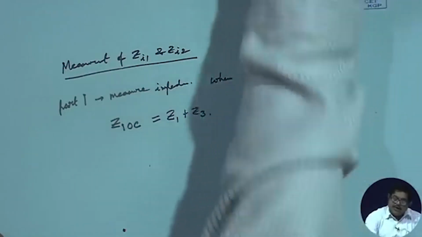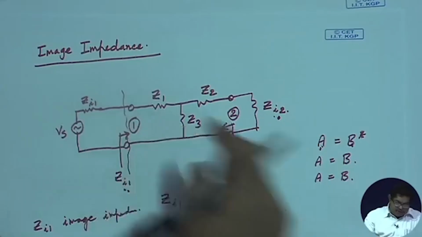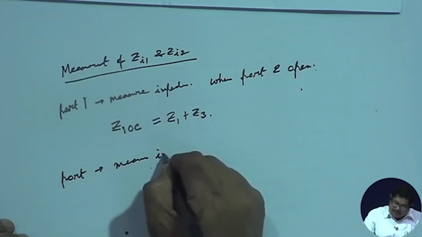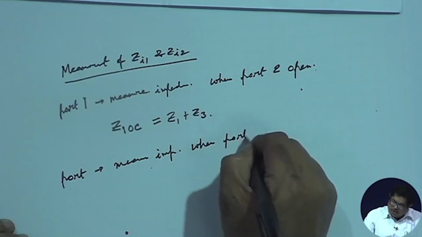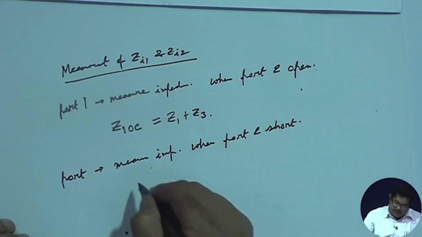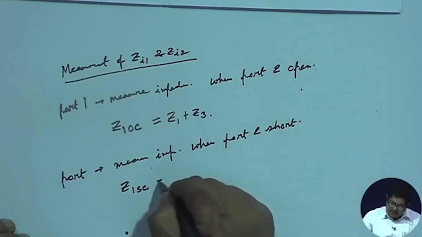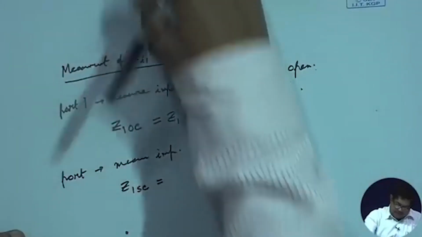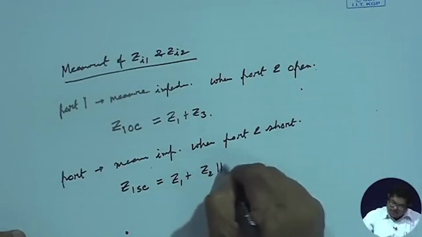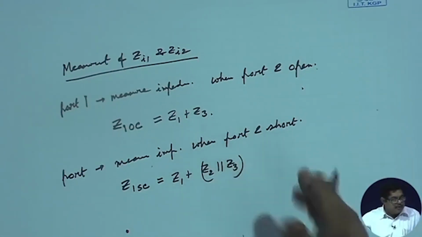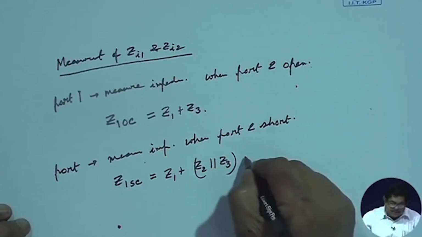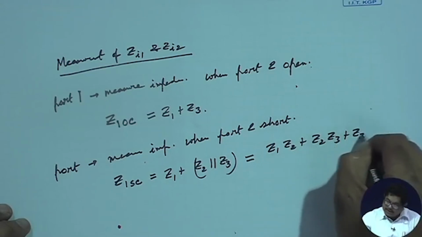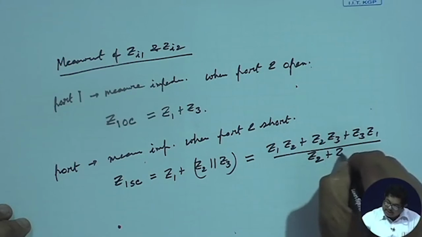Similarly, we measure impedance at port 1 when port 2 is shorted. Let me short this port. I call this Z1 SC, with the second port shorted. Looking at the circuit, if I short it, it will be Z1 plus Z2 parallel Z3. Now, what is this? This is Z1 plus Z2 Z3 by Z2 plus Z3, that is, Z1 Z2 plus Z2 Z3 plus Z3 Z1 by Z2 plus Z3.